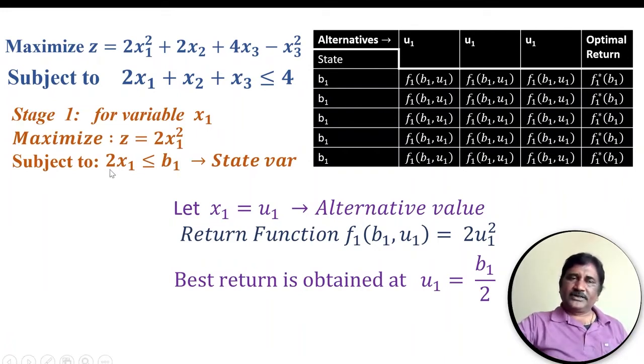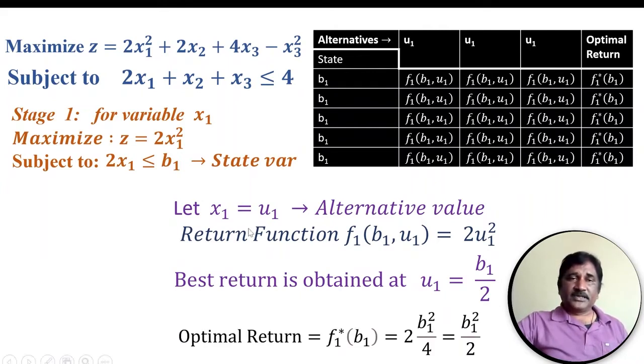But the value of u1 is limited by this constraint, that is 2u1 is less than or equal to b1. That means u1 will be equal to b1 by 2. So the best return is obtained at u1 equal to b1 by 2, right? And if I put that value of u1 as b1 by 2 in this return function, I will be getting the best return as 2 into u1 square, meaning b1 square by 4, that will be b1 square by 2. So as soon as I get the optimal return, my stage computations for that particular stage are over.